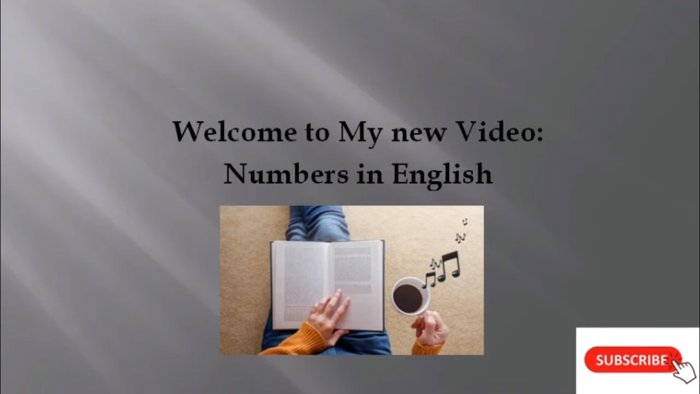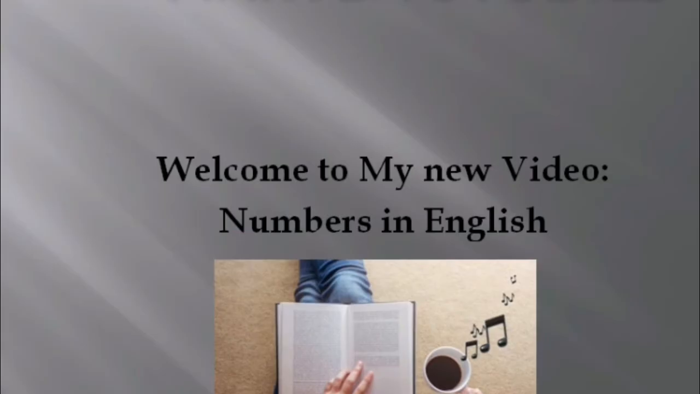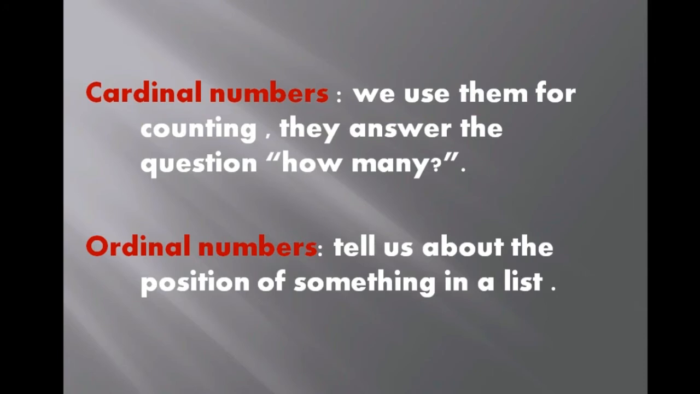And today's video is going to be about numbers in English. في اللغة الإنجليزية الأعداد مقسمة إلى قسمين. القسم الأول وهو cardinal numbers والتي نستعملها للعد والتي تجيب على السؤال كم أو how many. القسم الثاني وهو ordinal numbers والأعداد الترتيبية that tell us about the position of something in a list, for example. So let's get started, guys.